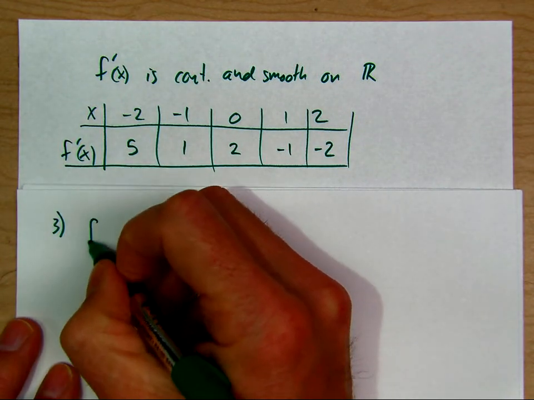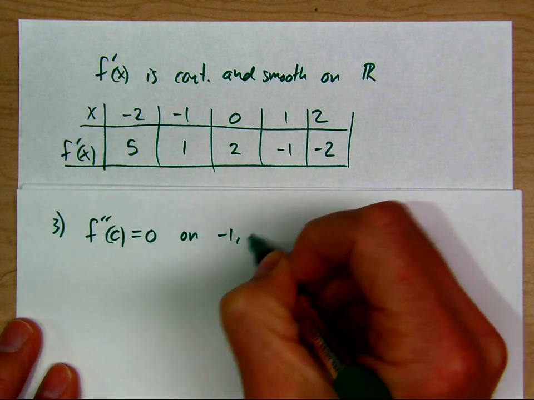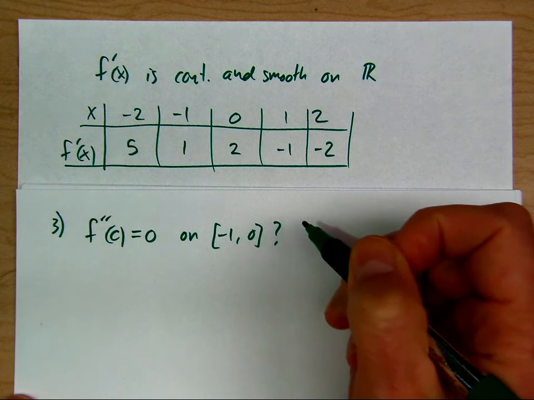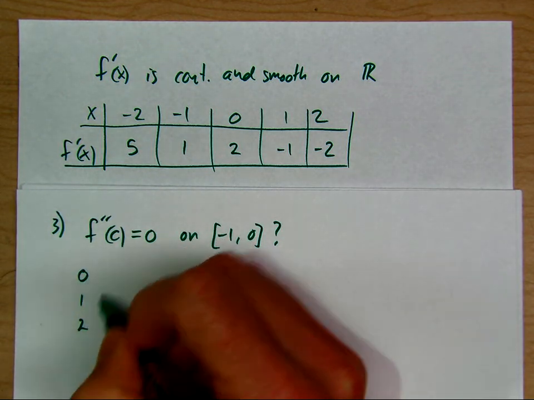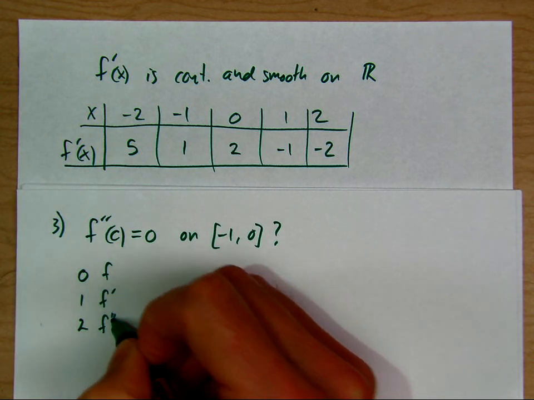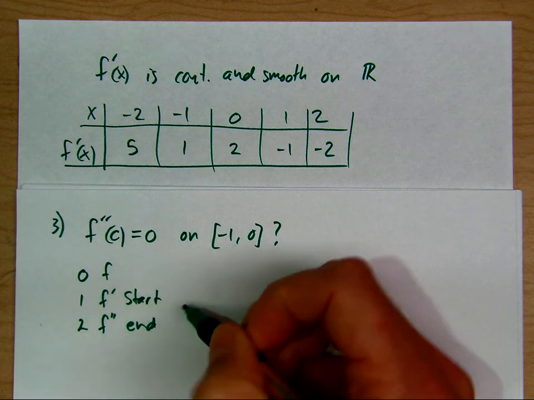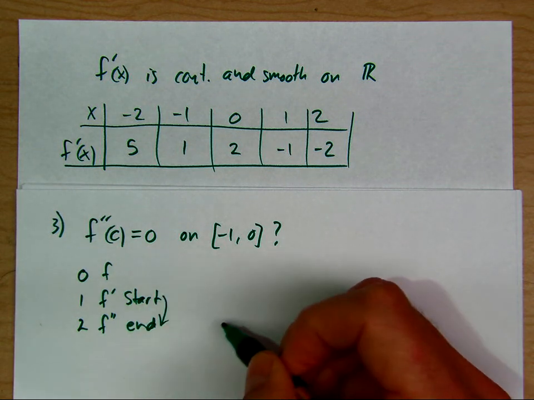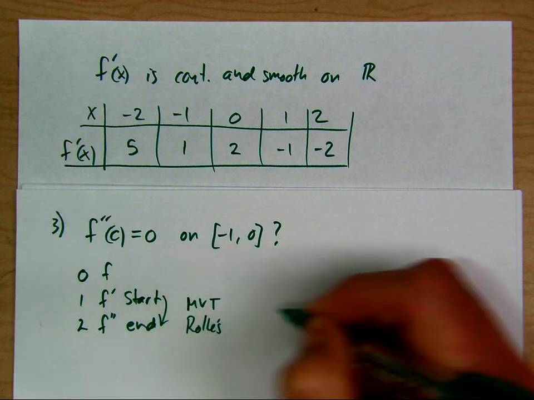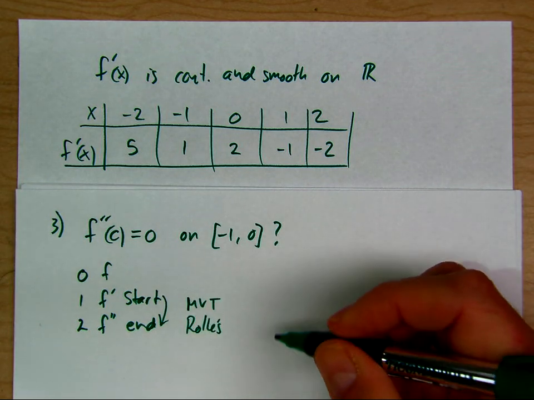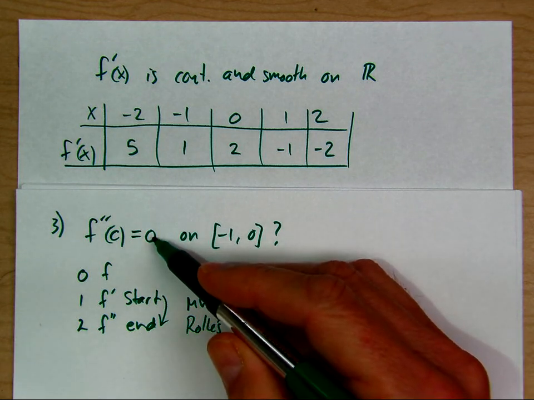Is there a C such that f double prime of C equals 0 on negative 1 to 0? Pause the video and try that one. We're given f prime, starting on f prime. We're ending on f double prime. Since we move down a level, it's either going to be mean value theorem or Rolle's theorem. Since we're looking for a slope of 0 or a derivative of 0, we can use Rolle's theorem.